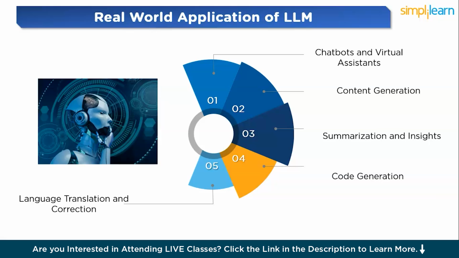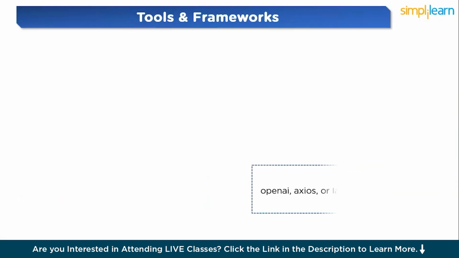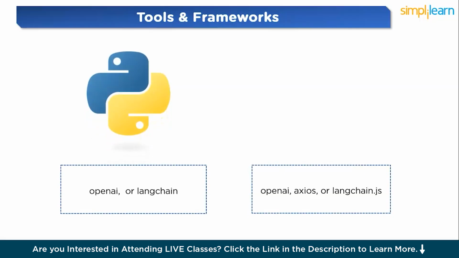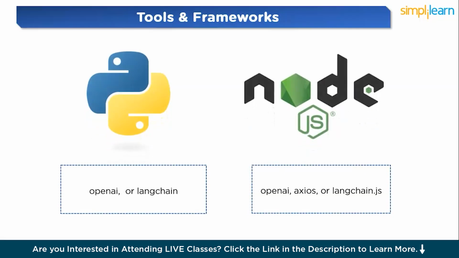Now, let us discuss some of the tools and frameworks with which LLM apps can be made. So guys, depending on your preferred programming language and project type, here are some of the key tools. If I talk about Python guys, it is widely used for quick prototyping with LLMs. Libraries like LangChain, Transformers, and OpenAI make it easy to connect with LLM APIs. If we talk about Node.js guys, it is ideal for web-based apps and backend services. We can use packages like OpenAI, Axios, or LangChain.